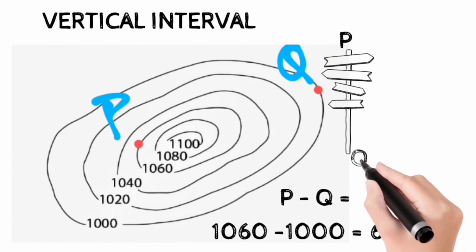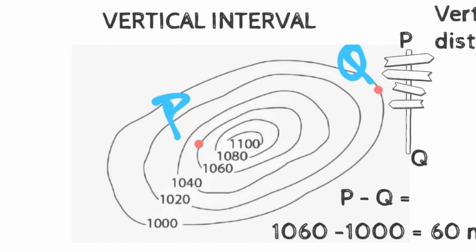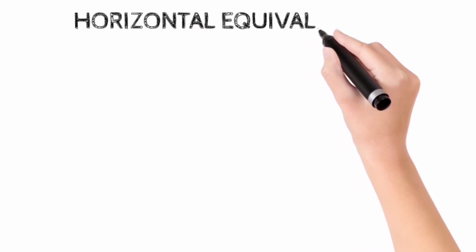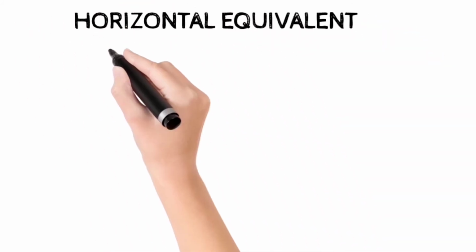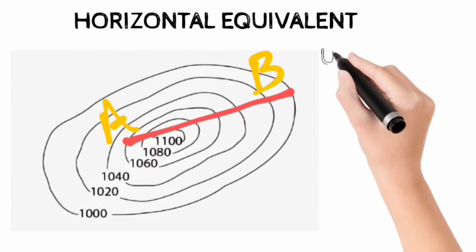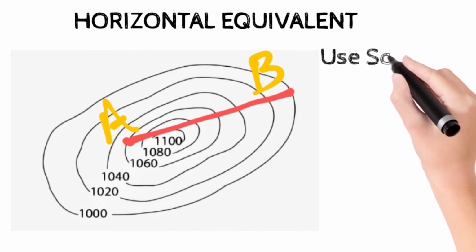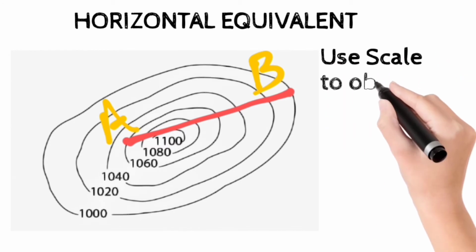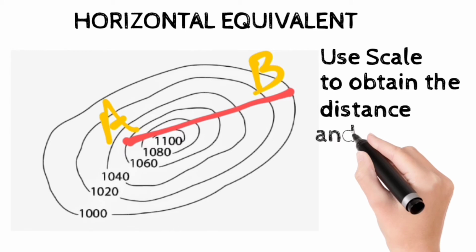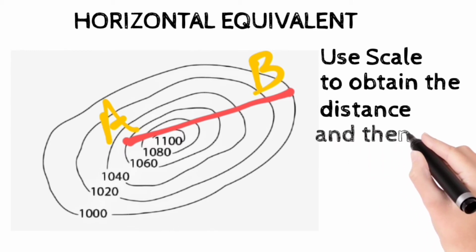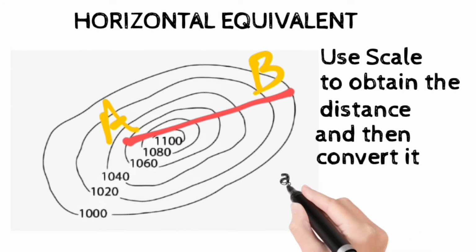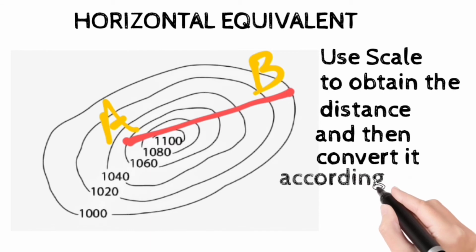After contour interval and vertical interval, now it's time to know about the horizontal equivalent or horizontal distance. Horizontal equivalent is the horizontal distance between two points on different contour lines, and this distance is obtained by using the scale, and after getting the distance in centimeters, we need to convert it according to the map scale given. As per this example, in case of vertical interval, we need to subtract the lower height from the higher one. But in case of horizontal distance or horizontal equivalent, we need to use the scale and get the distance between point A and B.